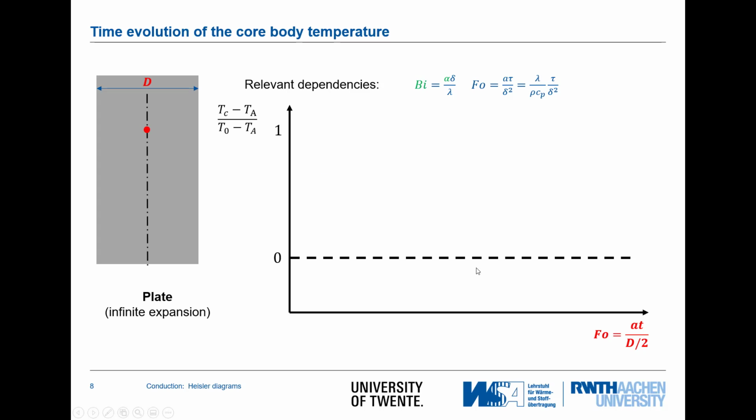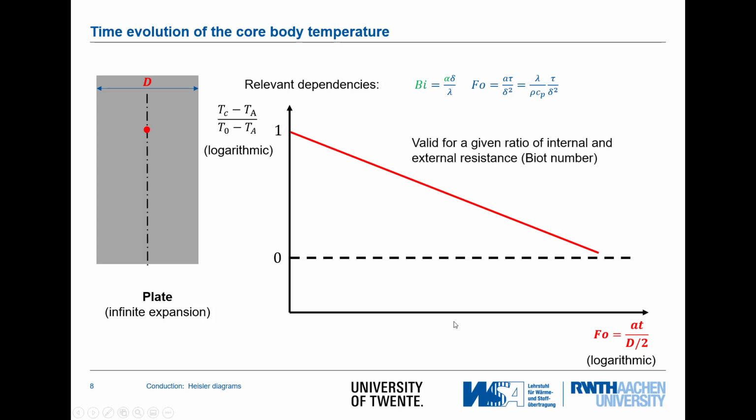Now, having those two new dimensionless variables, we can also plot this in a logarithmic scale. So let's do the Fourier number in a logarithmic scale. Let's also do the dimensionless temperature in a logarithmic scale. And what we see now is a line that is going from 1 towards 0 over the logarithmic scale of the Fourier number.